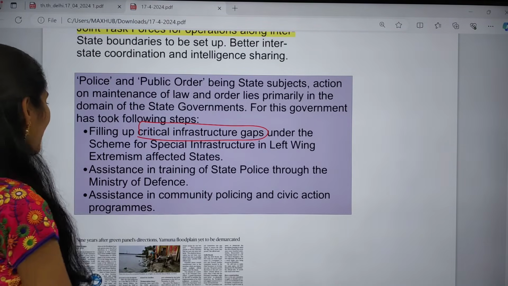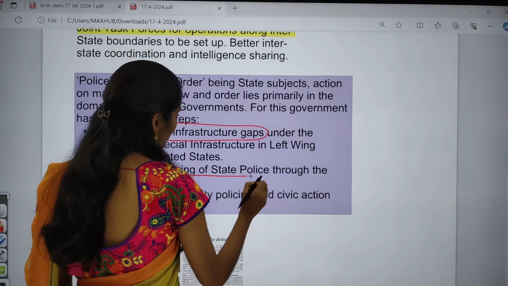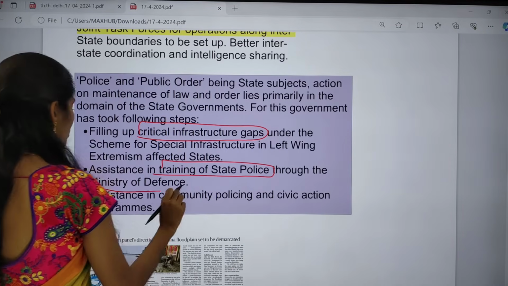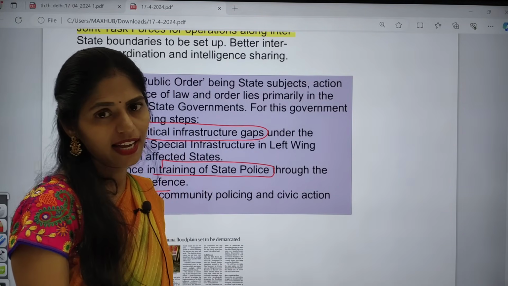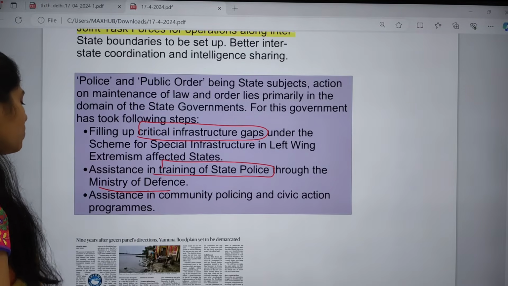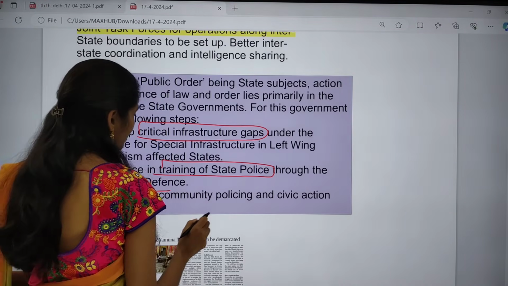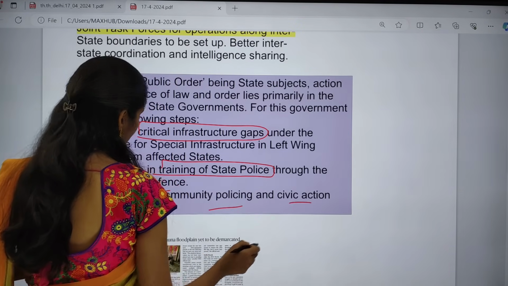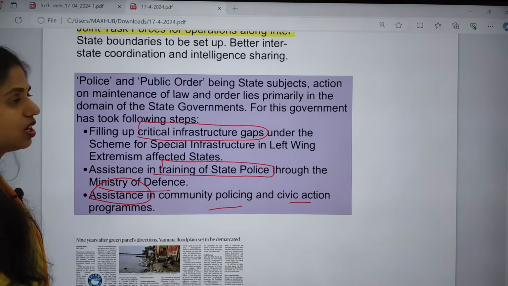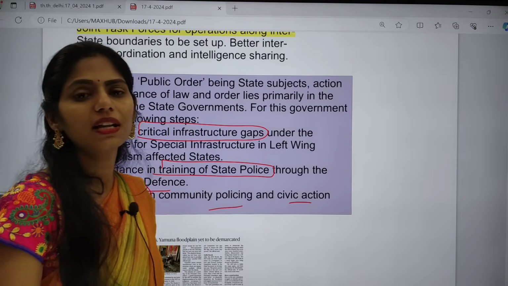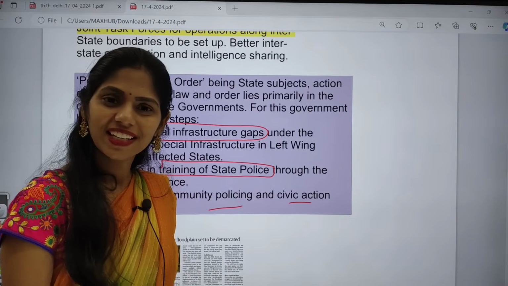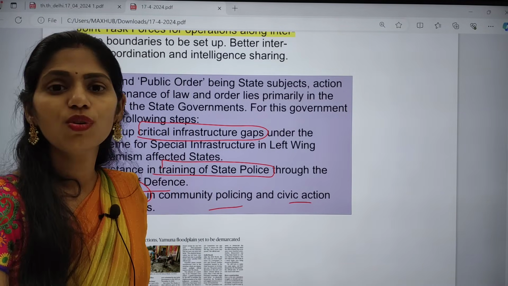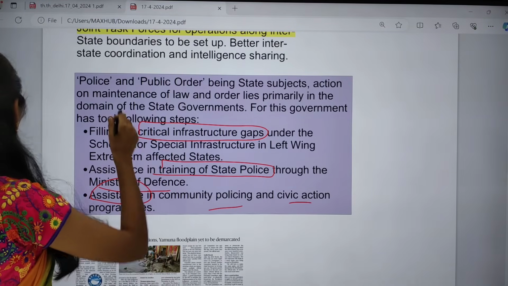That's it. And next, they are also focusing on training of state police through the Ministry of Defense, so that they can be ready for attacks by the Maoists. And next is assistance, that is help in community policing and civic action programs, etc. So these are the measures taken by the government, especially in Naxal affected areas. Clear? Now let us move on to the next topic.